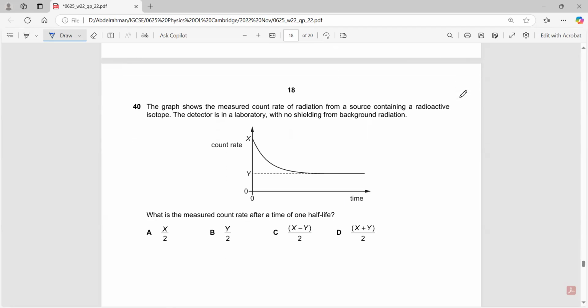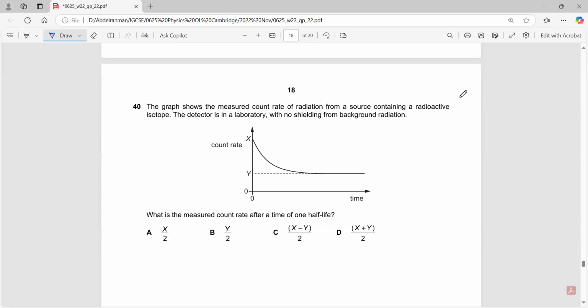Question 40. What is the measured count rate after a time of one half-life? What is Y? That's a really important question. What is Y? Y is the background radiation.